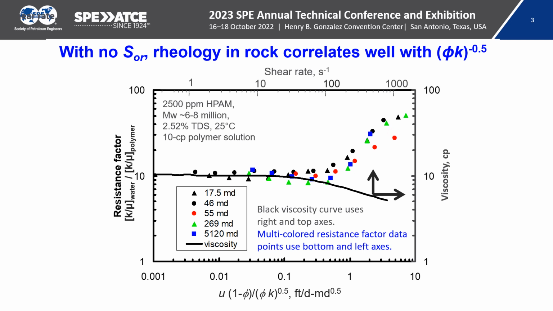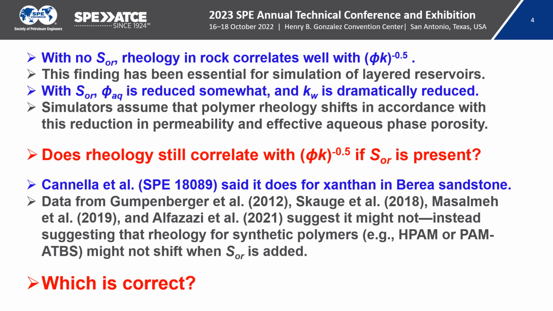Okay, so again, if there's no oil present in the porous rock, then the apparent viscosity, or the rheology of polyacrylamide solutions in porous media, correlates very well with 1 over the square root of permeability times porosity. And it turns out that finding has been essential for simulation of polymer flooding and chemical flooding processes over the past 50 years when you have layered reservoirs that have layers of different permeability.